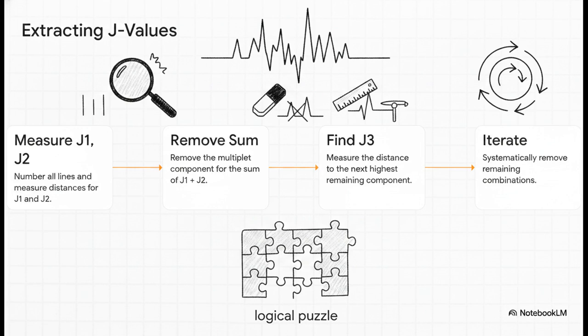First, number all your lines. Your first coupling constant, J1, is just the distance between lines 1 and 2. J2 is the distance between lines 1 and 3. Now to find J3, you mathematically remove the multiplet component that corresponds to the sum of J1 and J2. This keeps you from mistaking a combined peak for a unique interaction. Once that's out of the way, J3 is just the distance from the first component to the next highest remaining one. You just iterate through this subtraction until you've bagged all your J values. It's like a perfectly logical puzzle.